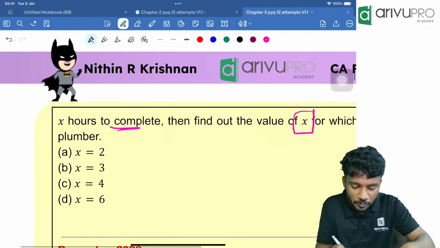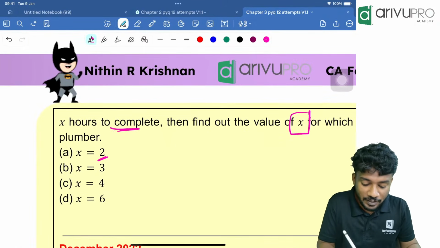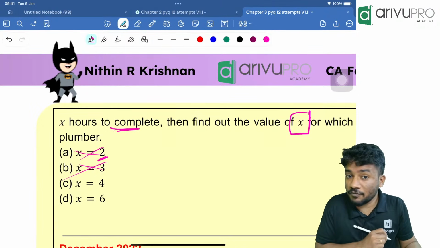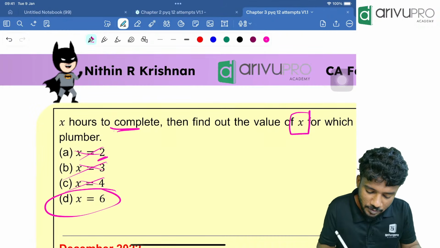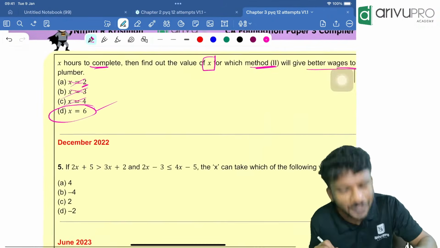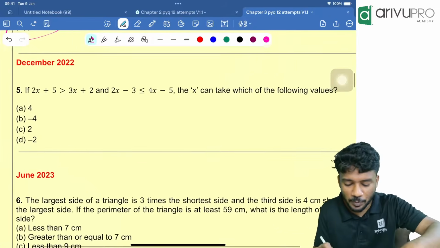So what should the value of x be? Is 2 greater than 5? No, A is wrong. 3 greater than 5? No. B is wrong. 4 greater than 5? No. Only option is option D. 6 is your answer. Next question, December 2022.